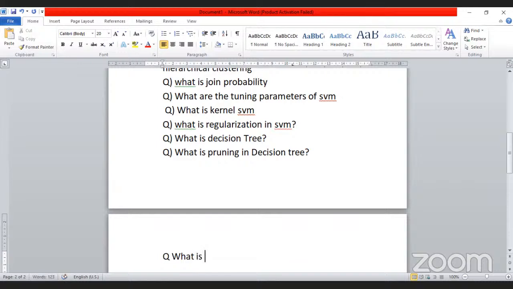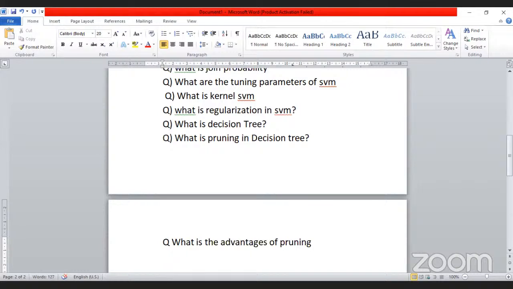Next question is, what are the advantages of pruning? Okay. The advantage of pruning is that it reduces the complexity of the model, right? If the complexity of the model is reduced, that means it is overcoming the issue of overfitting. It's solving the issue of overfitting.